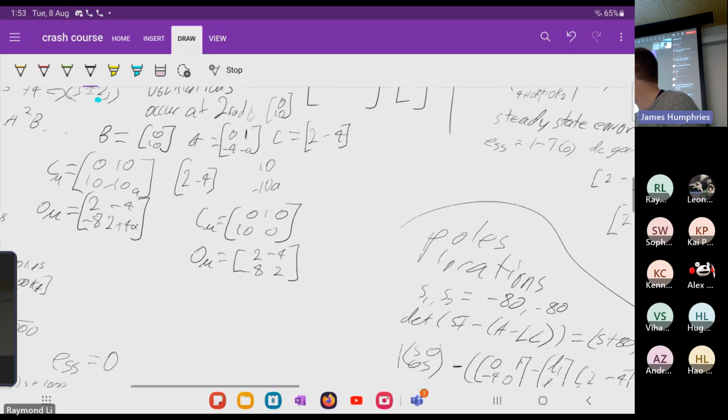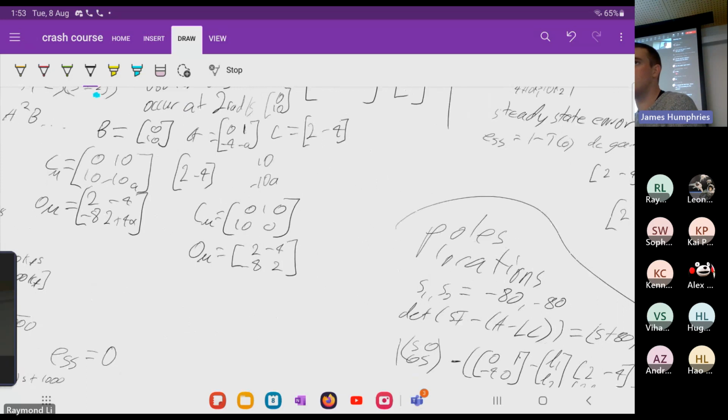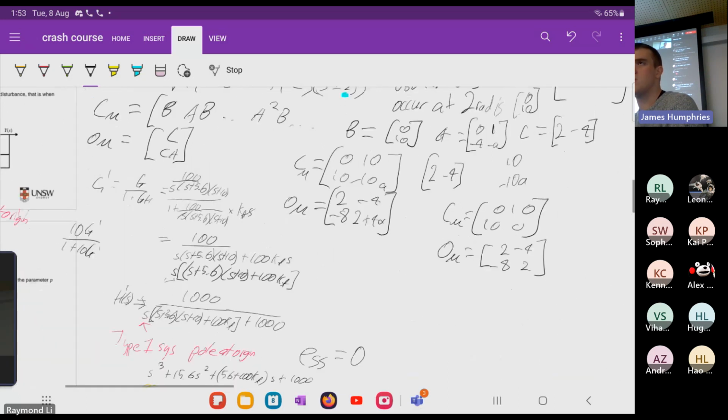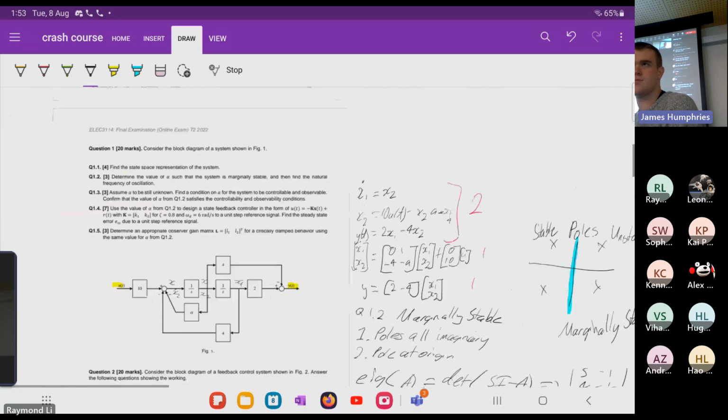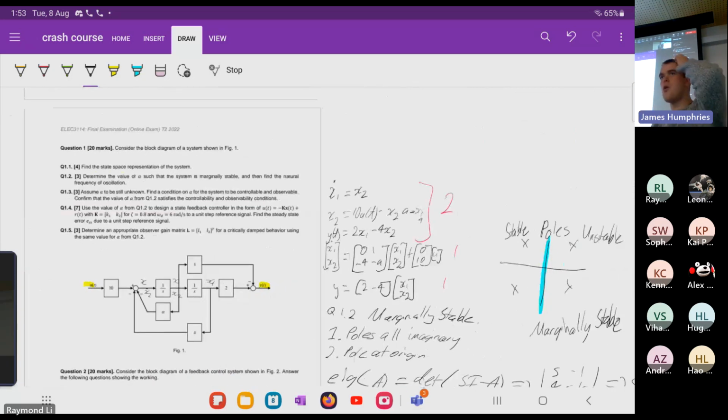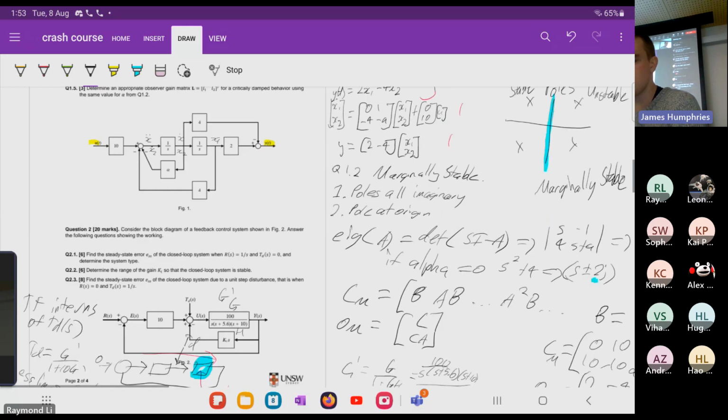So it'll definitely be like a state space question. That would go through state feedback, and then the observer and all that. Yeah, that's what I expect. I'd be very surprised if there isn't.